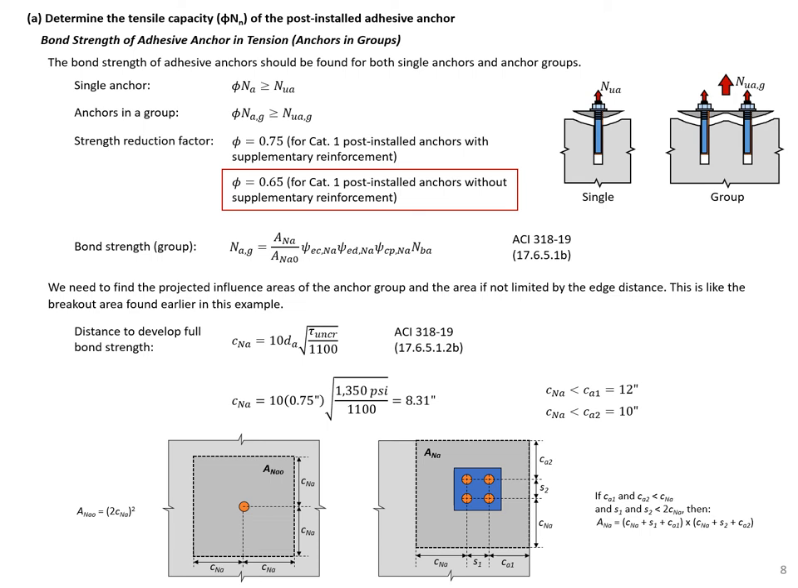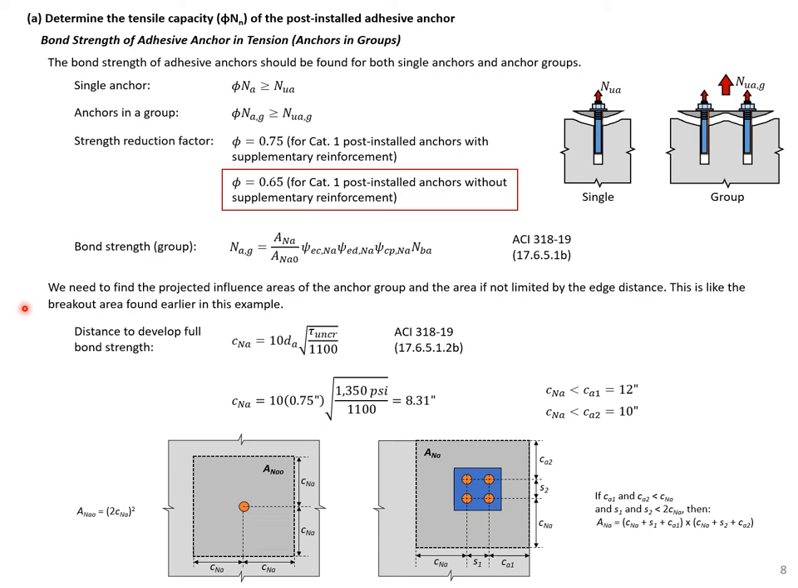Our next failure mechanism that we'll check is the bond strength of the adhesive anchor in tension, looking at our anchor group. And the bond strength is dependent on if we have a single anchor or an anchor in a group. So we'll have an anchor in a group here. And our strength reduction factor, we have a category one post-installed anchor without supplemental reinforcement. So we'll have a phi factor equal to 0.65. The bond strength for the group we can find using this equation shown here. So first we need to find some of our different areas.